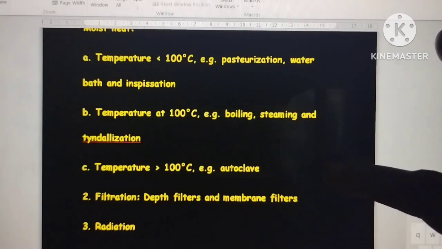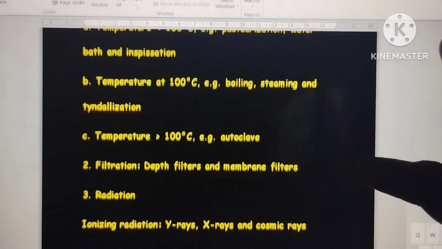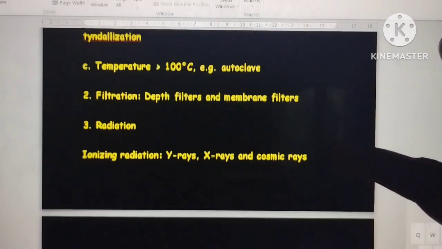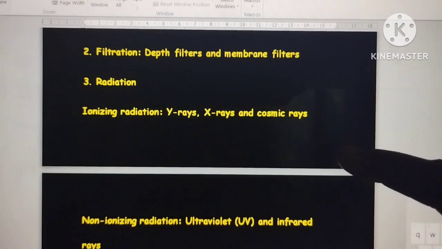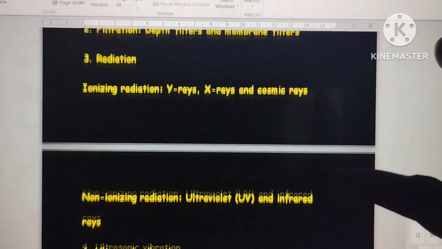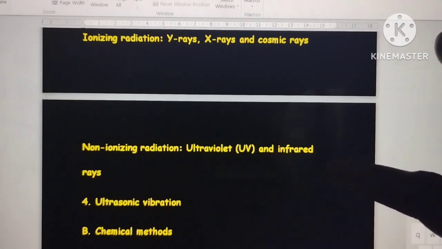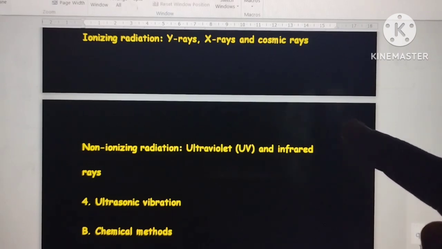And for filtration, it is a depth filter and membrane filter, and for radiation it is ionizing and non-ionizing. Ionizing has X-rays, gamma rays and cosmic rays. Non-ionizing has UV and IR rays. Next is ultrasonic vibration. So here you want to remember everything.